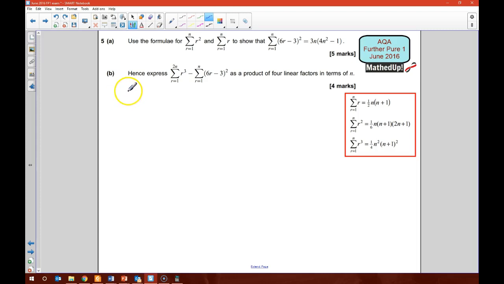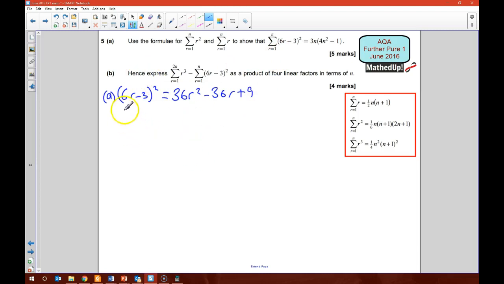So I want to first of all start by expanding 6r take away 3 squared. And that's going to be 36r squared take away 18, so take away 36r plus 9.